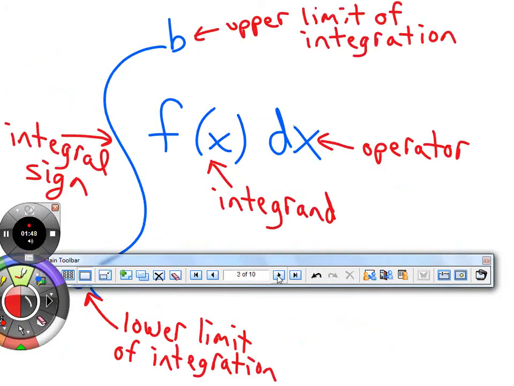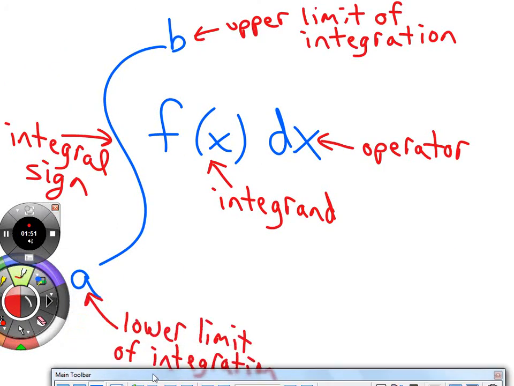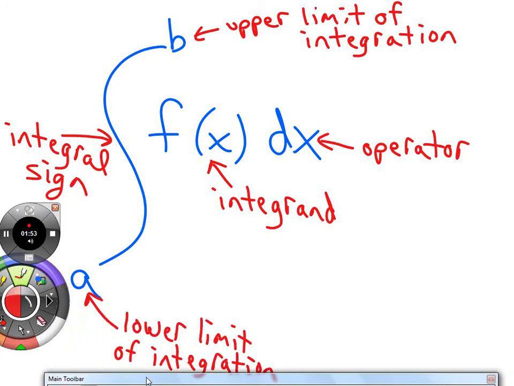Get that. All right, just real specifically, the pieces of an integral. So this big blue symbol is the integral sign. The f of x is considered the function itself. That's considered the integrand, and the dx is just a little operator. It's always there when you write an integral. The b is your upper limit of integration. The a is your lower limit of integration. You'll have numbers here for a and b.